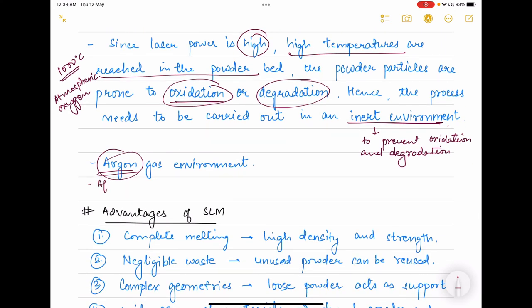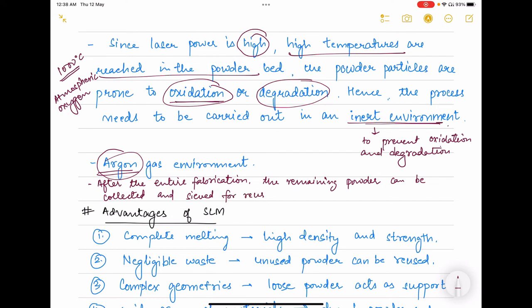After the entire fabrication of the part, the remaining powder can be collected and sieved for reuse. While reusing, this remaining powder should be mixed in a certain ratio with the unused powder, because its properties would have changed after interaction with the laser.